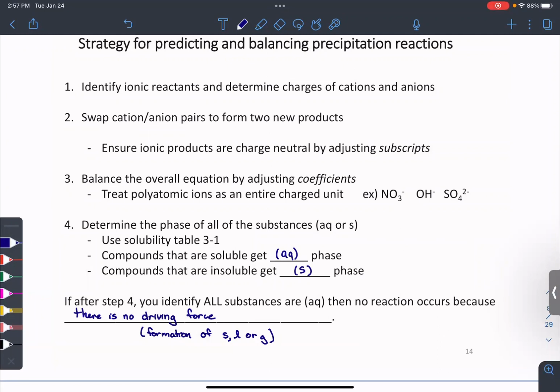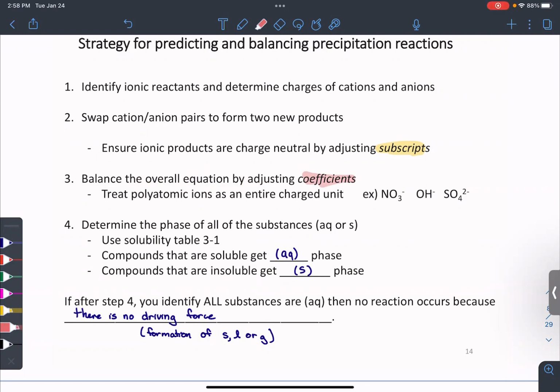So the first step here is identify your cations and anions that you're swapping. You want to then swap them and form your new products. Adjust the subscripts in your products to make sure your product is charge balanced. Okay, we adjust subscripts to make sure charges balance out. Where the balancing of the coefficients comes into play is when we actually want to balance all of the atoms. So when we balance the overall equation, then that's when we start adjusting coefficients.